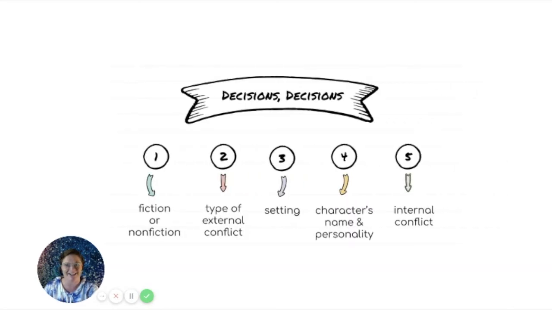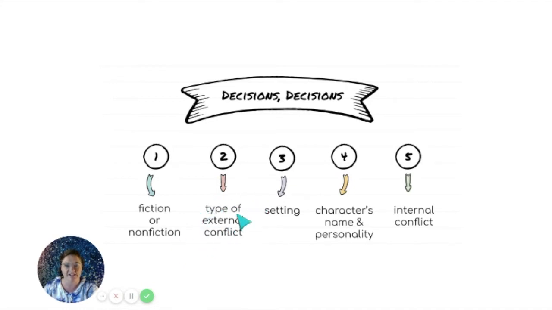Decisions, right? So here's where we're going to go today. The first thing you're going to decide, number one, right? So is it going to be fictional? So it's fake, right? Made up from your imagination, or is it going to be nonfiction? It's real. It actually happened. The characters are real. The events are real.